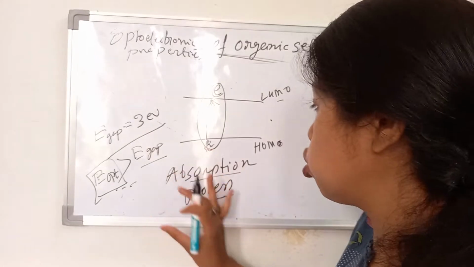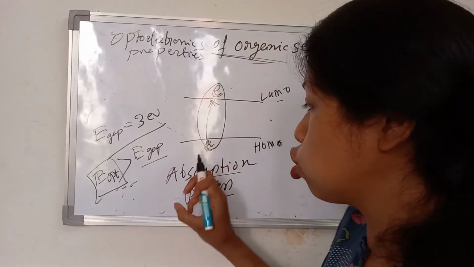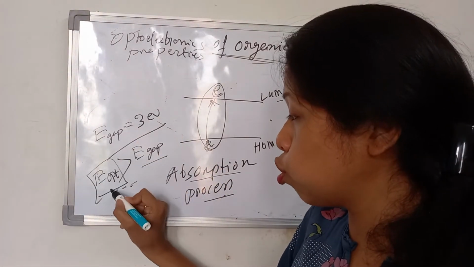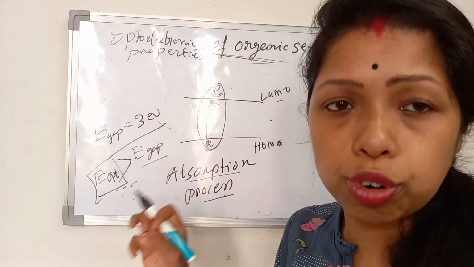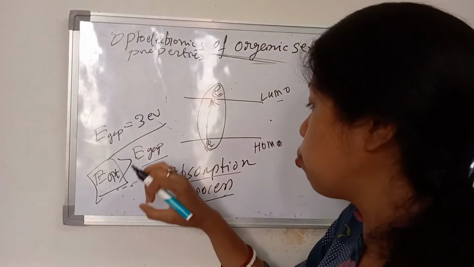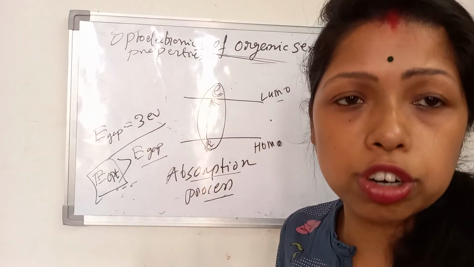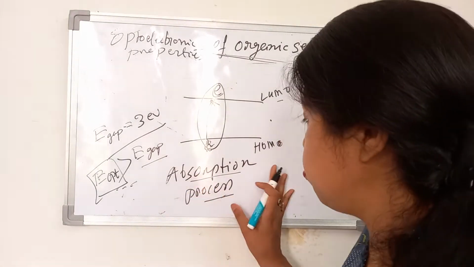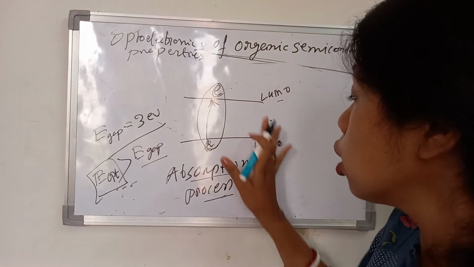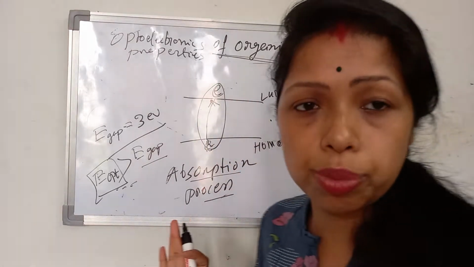So if this energy hits the semiconductor, the electron-hole pair will be created. This is called the absorption process. By absorption of the photon, where the light energy consists of photons, an electron-hole pair will be produced inside the organic or inorganic semiconductor. This process is called the absorption process.